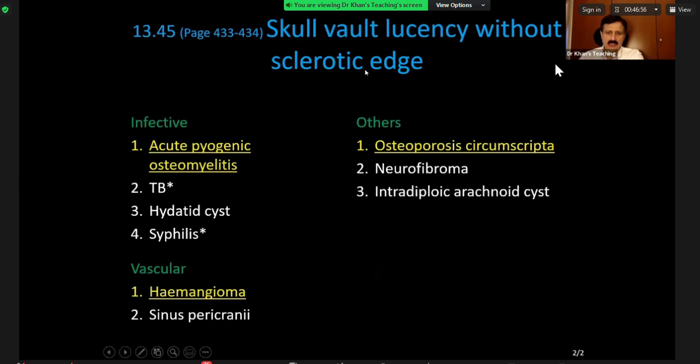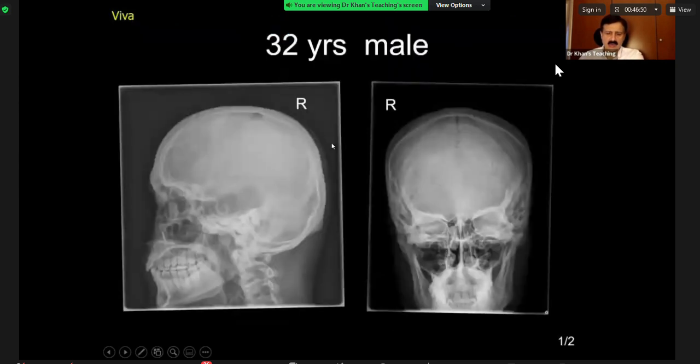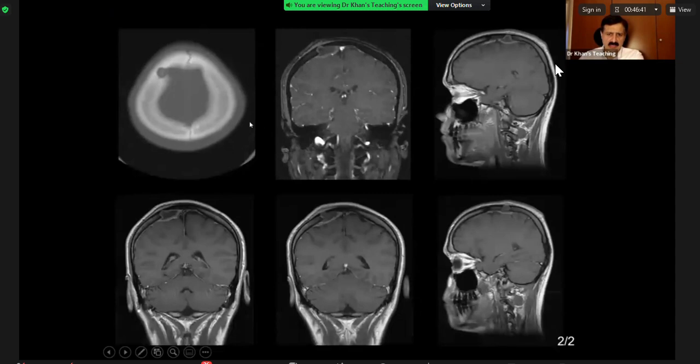This is skull wall lucency. Okay, this is a continuity of the same thing. Now, this is another case which I just want to show you, actually, what happens. If you look on the CT scan, you can see this button sequestrum very well.